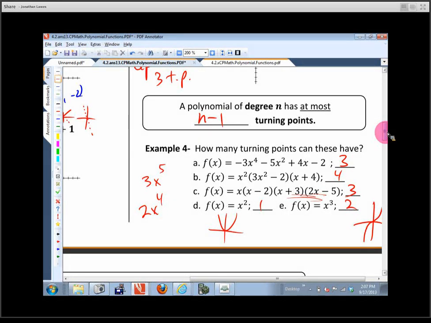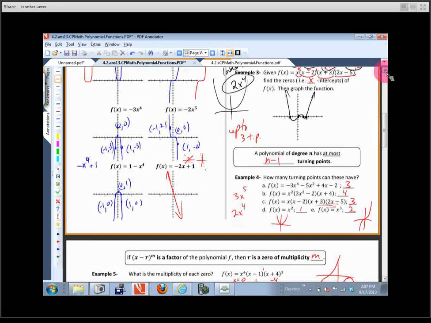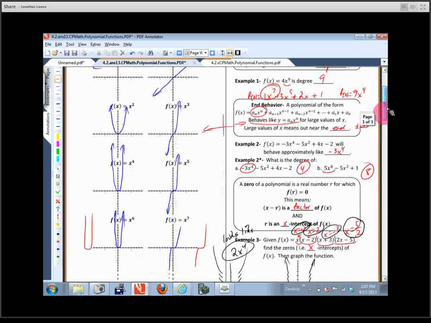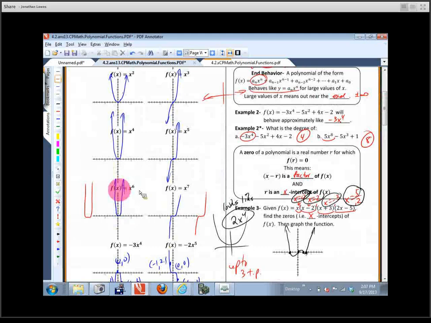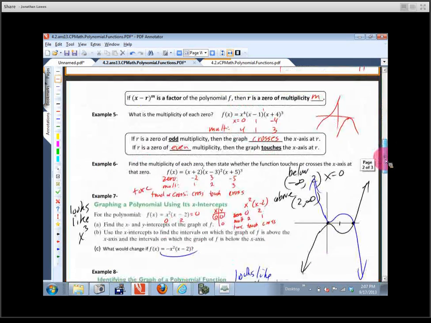So if I have an 8th degree polynomial, how many turning points can it have? Up to 7. Does it have to have 7? Nope, because there's an example right next door of something that has a degree 6. Let me slide that down. Here's a degree 6, and how many turning points does it have? Only 1. It only turns around once. Okay? So you want to make sure you're clear on that. It can have up to that many. It doesn't have to have that many.